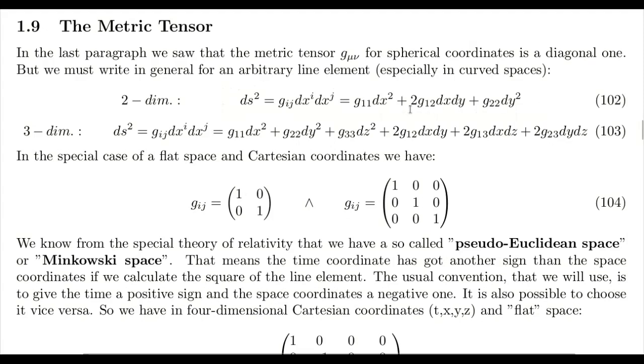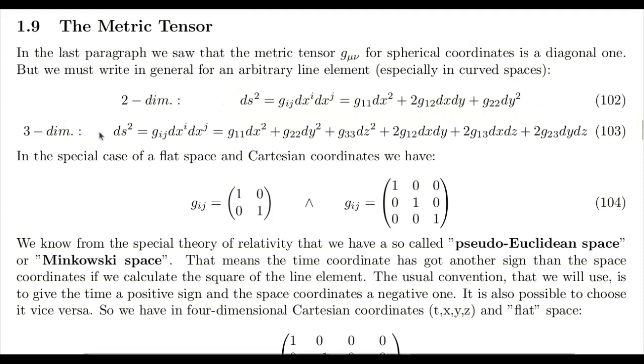Here in the two-dimensional space, we have for the line element this expression 102. We have the metric tensor Gij and the two vectors xi, xj. This is a double scalar product. Normally we would have 4 addends here, but we have only 3 because of the symmetry of the metric tensor. The G21 element is the same as the G12 element, and so here we have twice this element dx dy.